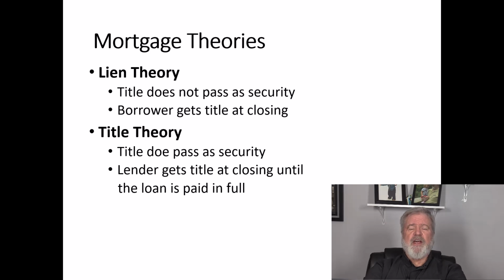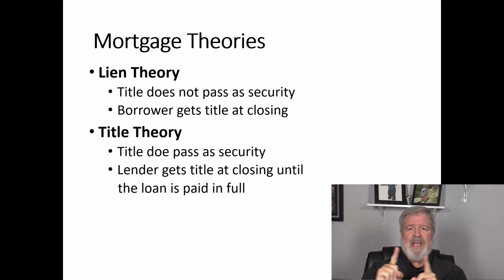The difference is this. If it's a lien theory state, that just means title does not pass as security at closing. Paraphrased, if I can say it in simpler terms, the buyer will get and keep title to the property at closing. So in a state that operates under lien theory, when you close, the borrower or the buyer will receive title to the property at closing.